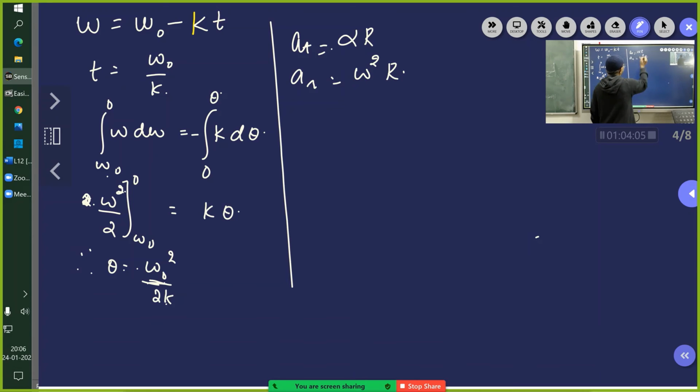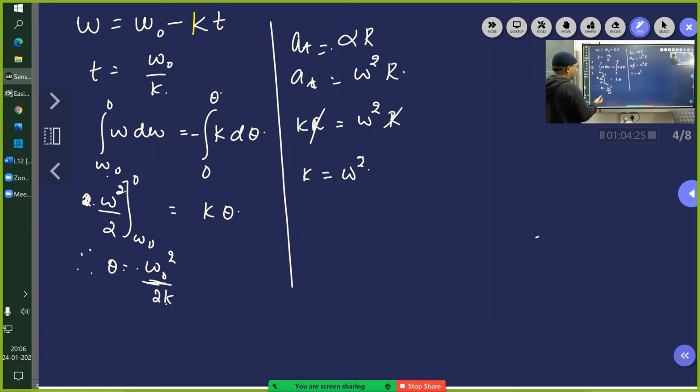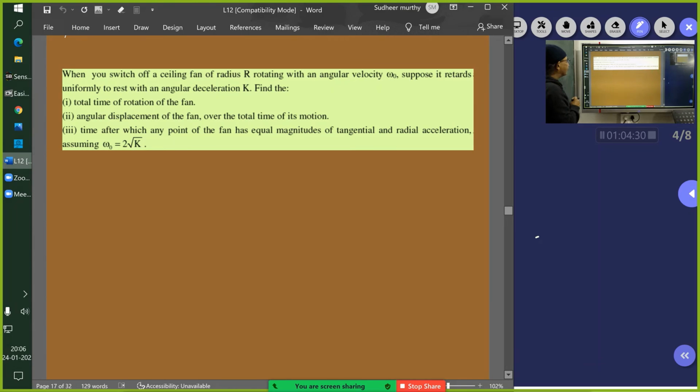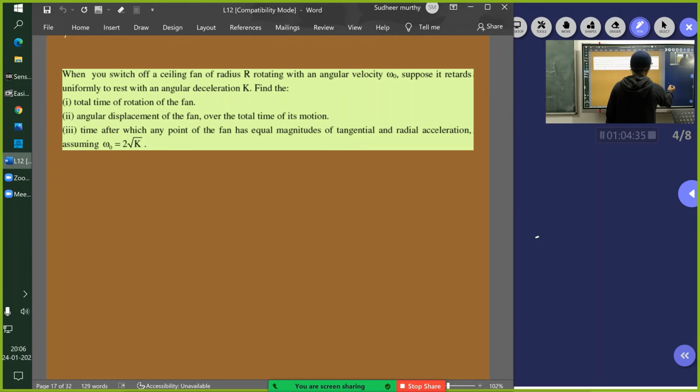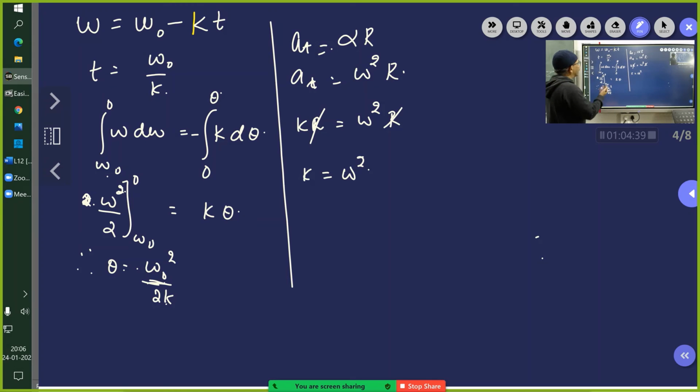So, they say at some time t both are equal. So I'll get kr equal to omega square r. So r will go, and here you will get k is equal to omega square. And you have found out the equation of omega. They asked, after what time will both of them be equal? You already found out omega is a function of time, that is already known. So you will substitute that equation.